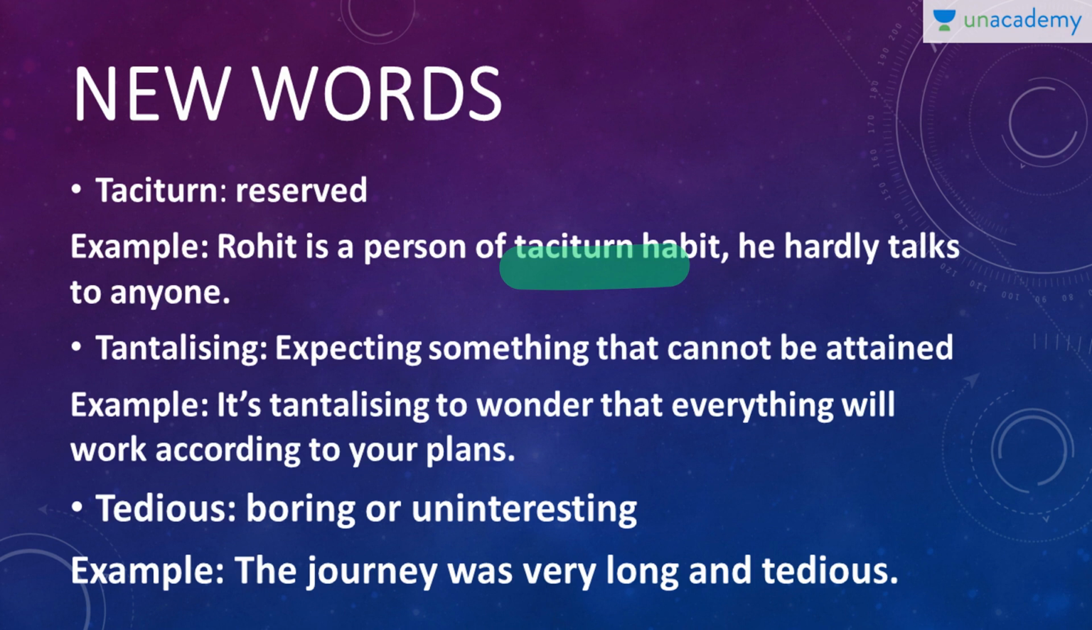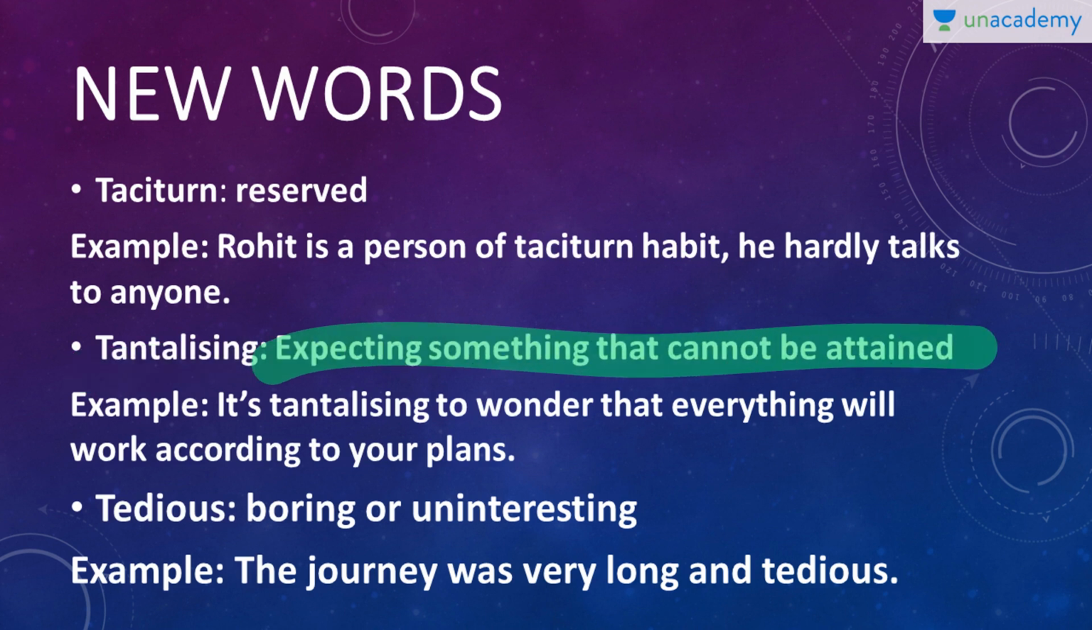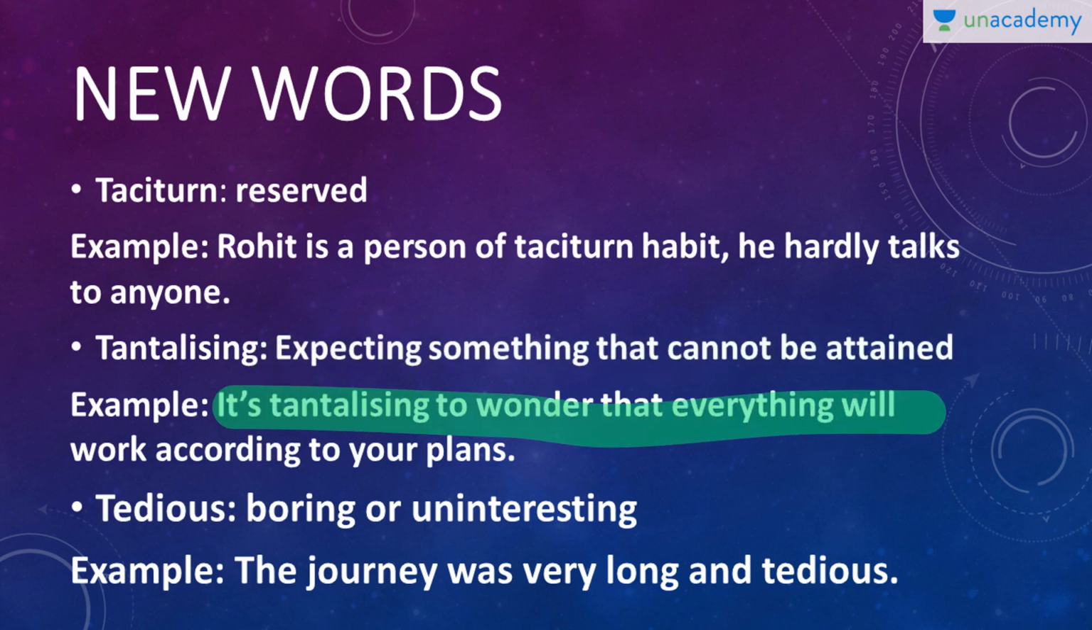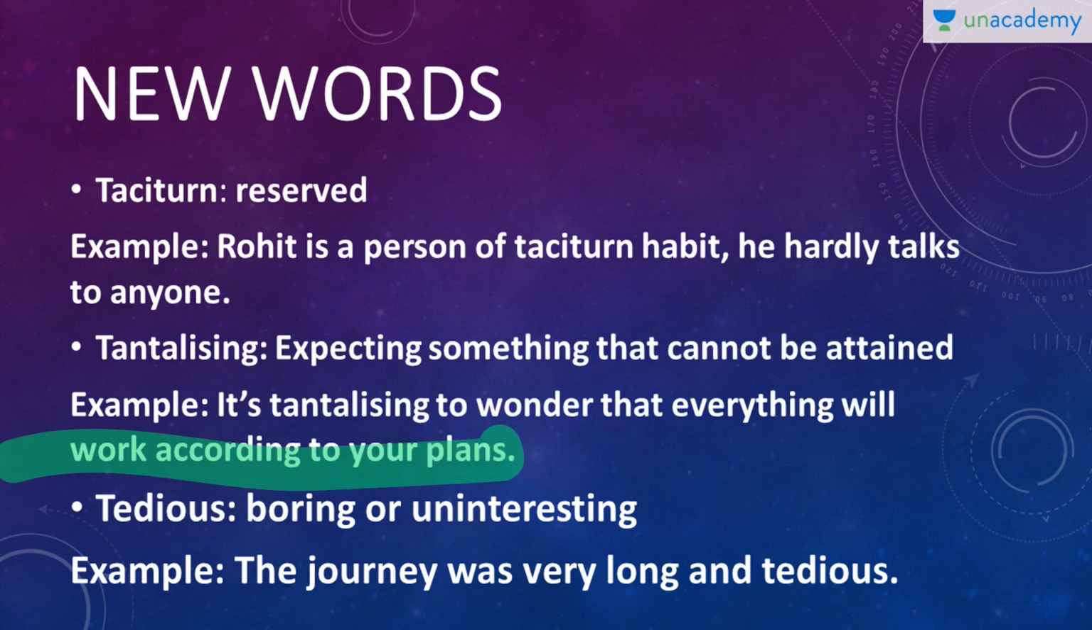Next is tantalizing, which means expecting something that cannot be attained. So, when you are expecting something beyond possibilities, then it is tantalizing. Example, it's tantalizing to wonder that everything will work according to your plans. So it means it is beyond possibilities to wonder that everything will work according to your plans.